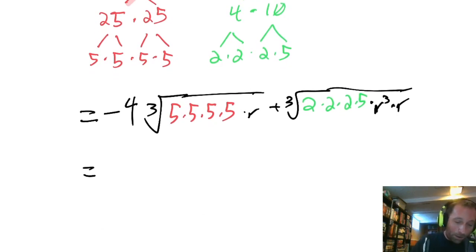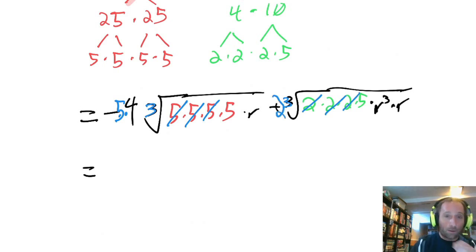So we want groups of 3, since we're dealing with cube roots. So what factors appear under the cube root symbol 3 times? Well, we've got 3 5s for this first one, so we can take one of those out. We have 3 2s when it comes to the second term. And we also have 3 r's. We have r times r times r. So one of those r's can come out as well.